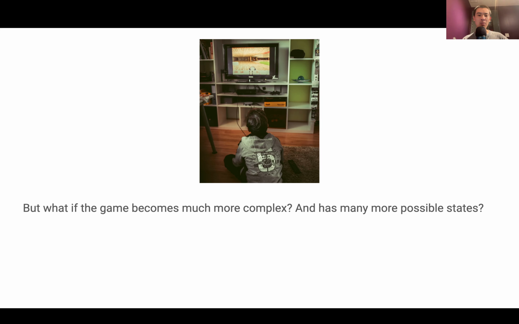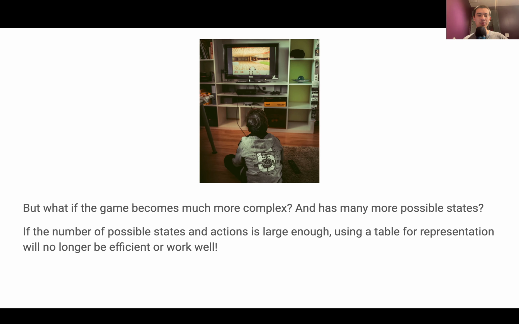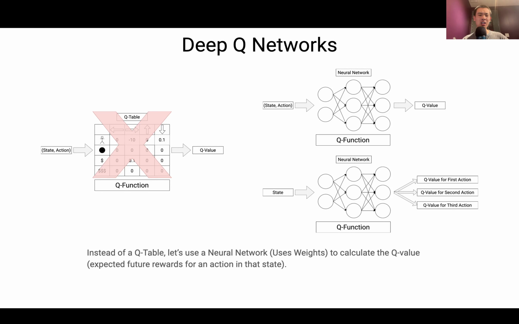But what if the game becomes much more complex, like a 3D game, as we can see in this image, and has many more possible states? If the number of possible states and actions is large enough, using a table for representation will no longer be efficient or work well. So instead of a Q table, let's use a neural network which uses weights to calculate the Q value, the expected future rewards for an action in that state.